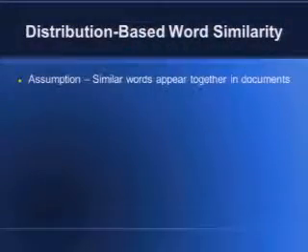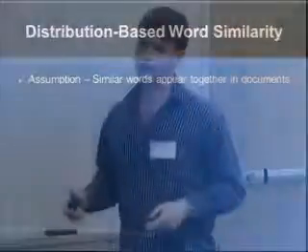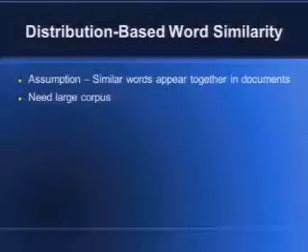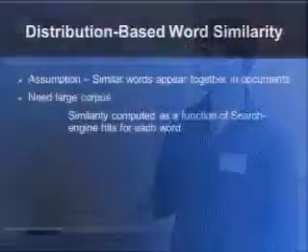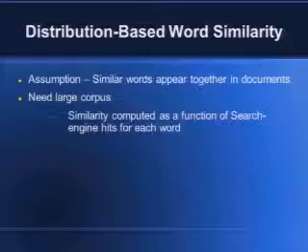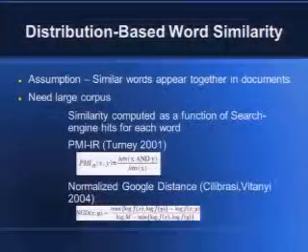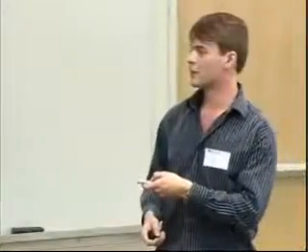The other class of algorithm were the distribution-based ones. These are based on the assumption that words which mean similar things will occur together commonly in documents. So obviously for this we need a large corpus. And one technique that's been used recently is to use the internet, to use search engine hits in order to compute distribution similarity. So for example, there's one based on pointwise mutual information and another one called normalized Google distance. These are based on the number of hits for the 2 words.